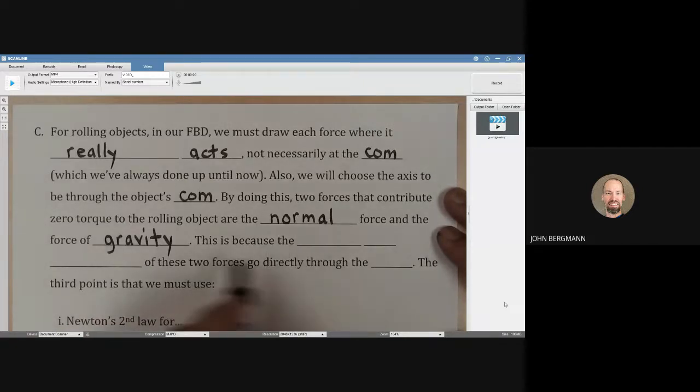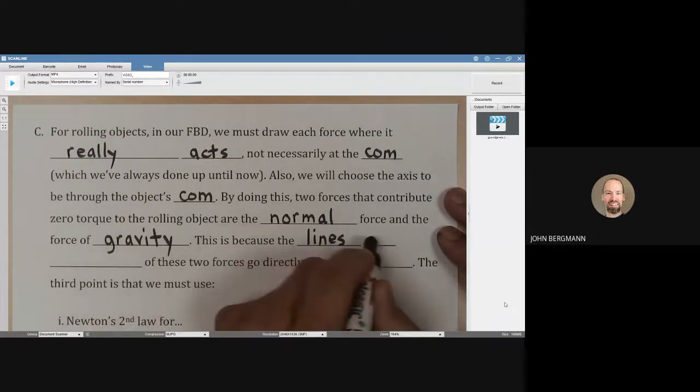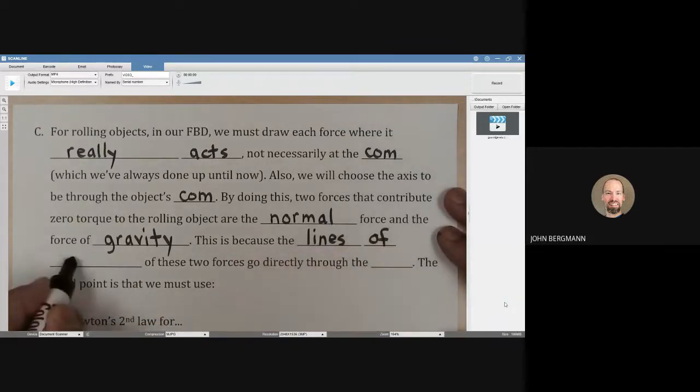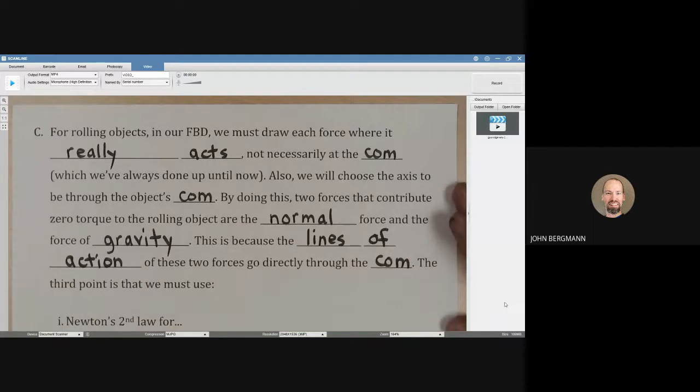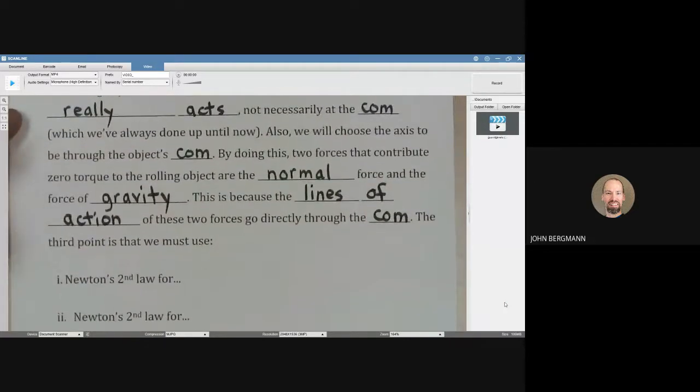And the reason that these two forces don't contribute torque is because the lines of action of these two forces go directly through the center of mass. So if you choose the center of mass to be the axis, those two forces won't appear in your equation, and it should make things a little bit simpler for you.